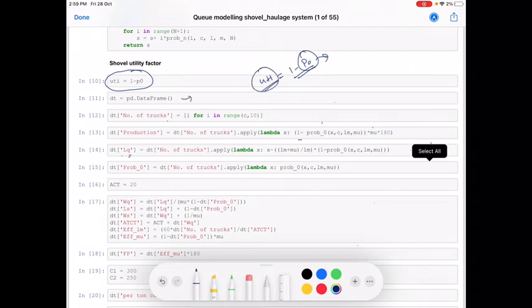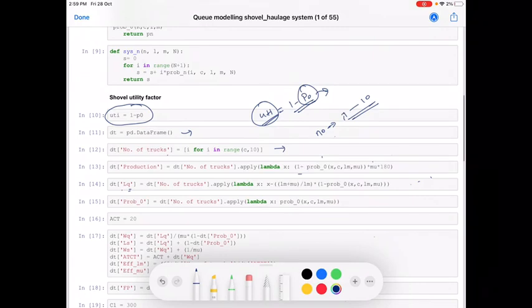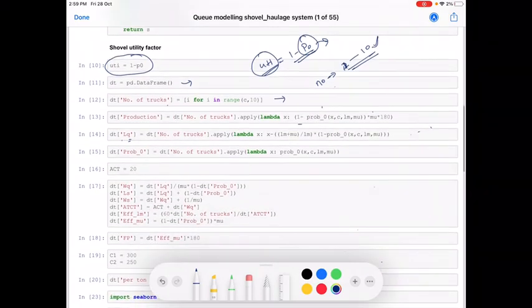Then I have created a data frame. I have created various simulations over the number of trucks. I have taken from 1 to 10, at least 1 to 10 you can calculate. Then you can calculate the production, which is nothing but the service rate.